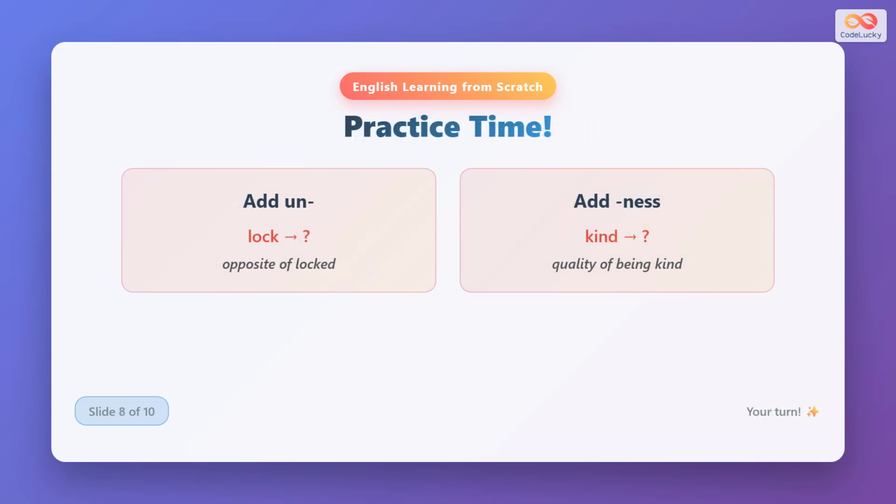Time to practice. Add un to lock. The answer is unlock, opposite of locked. Add ness to kind. The answer is kindness, quality of being kind.